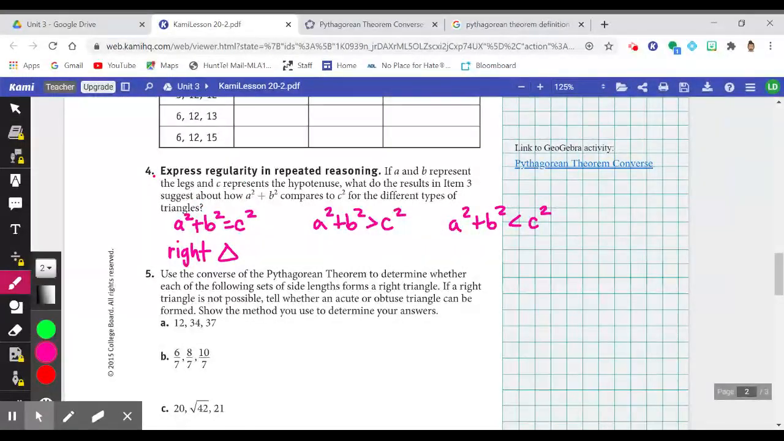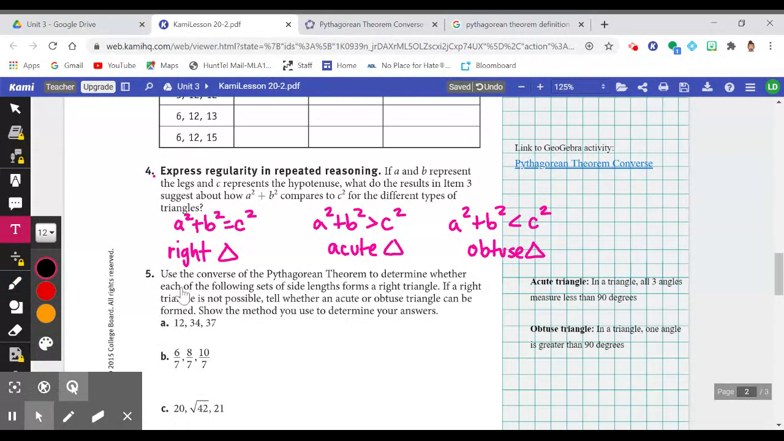So if a squared plus b squared is greater than c squared, we are dealing with an acute triangle. And if a squared plus b squared is less than c squared, we are dealing with an obtuse triangle. So again, the definition of acute triangle is where all three angles measure less than 90 degrees. And the definition of obtuse triangle is where one angle is greater than 90 degrees. And of course, the definition of right triangle is where one angle is 90 degrees.